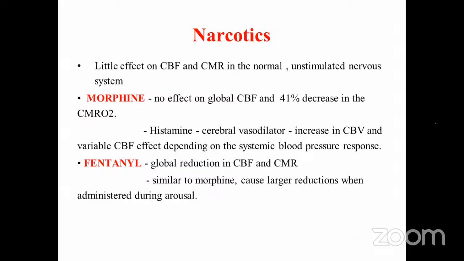Coming to narcotics, they have little effect on cerebral blood flow and metabolic rate in the normal unstimulated nervous system. Morphine has no effect on global cerebral blood flow and a 41% decrease in cerebral metabolic rate of oxygen. Due to histamine release, there is a local cerebral vasodilator effect, increasing cerebral blood volume and a variable cerebral blood flow effect depending on the systemic blood pressure response.